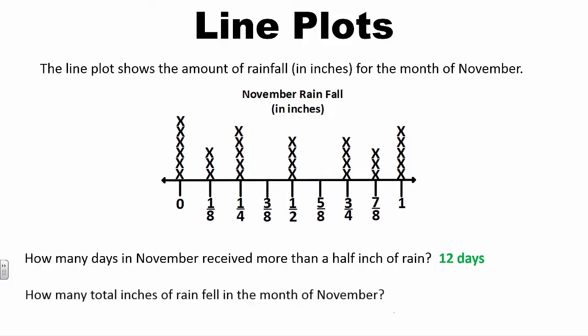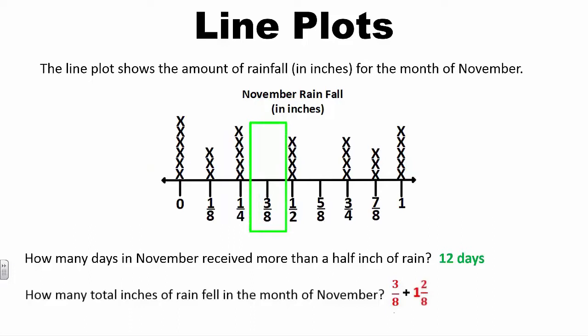In another example, how many total inches of rain fell in the month of November? If we look at the line plot, we see that 6 days had 0 inches of rain. 3 days had 1/8 inch of rain. If we add 1/8 inch 3 times, we get a total of 3/8 inches of rain. Next on the line plot, we see that 5 days had 1/4 of an inch of rain. If we multiply 5 times 1/4, we get a total of 1 1/4 inches of rain. To add all of the inches of rain together, we'll need to find a common denominator of eighths. 1 1/4 is equal to 1 2/8 inches.